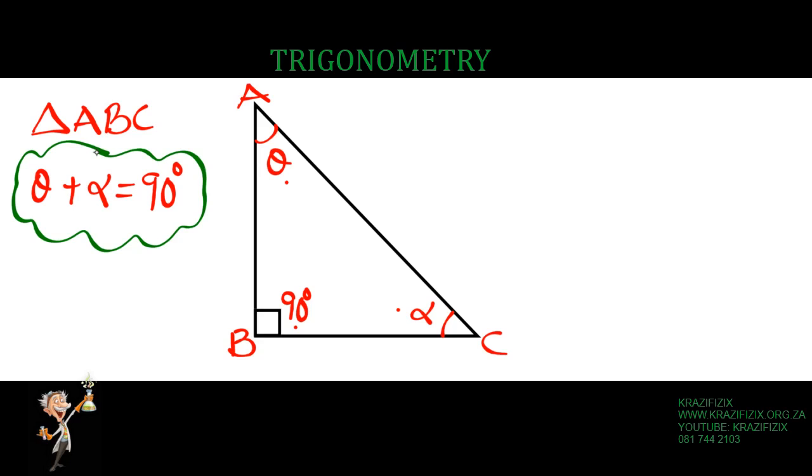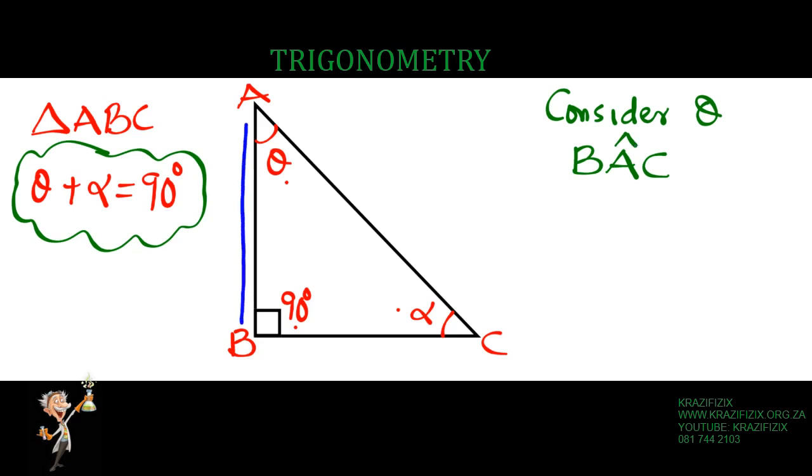Now that's one quick knowledge that must always be with us. Alright. If we were to consider theta, then I would be looking at B, A, C. Look at my angle there. My angle is on A, but look at the movement. It's from B to A and then to C. So the angle BAC, I'm actually focusing on angle A, which is our theta there. So that's how we read it, BAC.